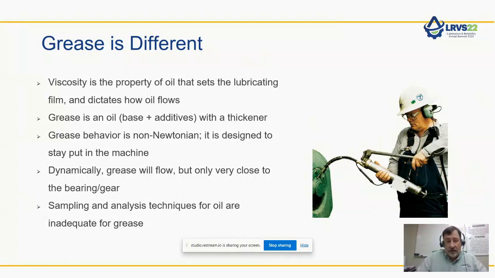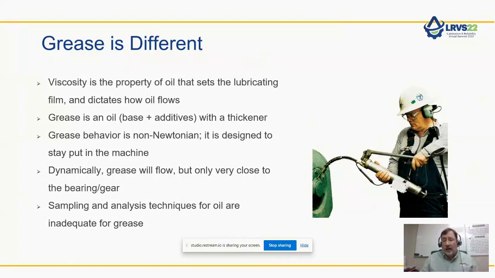Grease, however, is an oil, but it also has this thickener. We describe the behavior of grease as non-Newtonian. It doesn't behave in the same way. Its viscosity, or its viscous behavior, is different than oil would be. And it is designed to stay put in the machine.